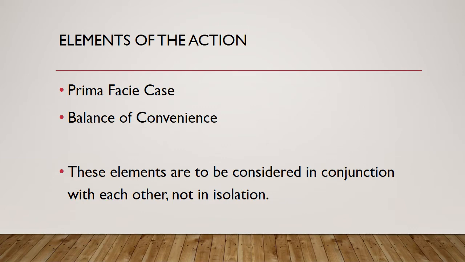A successful application for an interlocutory injunction will have to satisfy two elements. The plaintiff must be able to show they have a prima facie case and show that the balance of convenience is in their favor. Courts will consider these elements in conjunction with each other, not in isolation, to reach a decision on the application. Due to the importance of these elements in the final decision of a case, winning or losing an application for an interlocutory injunction can have a very serious effect on the overall case.